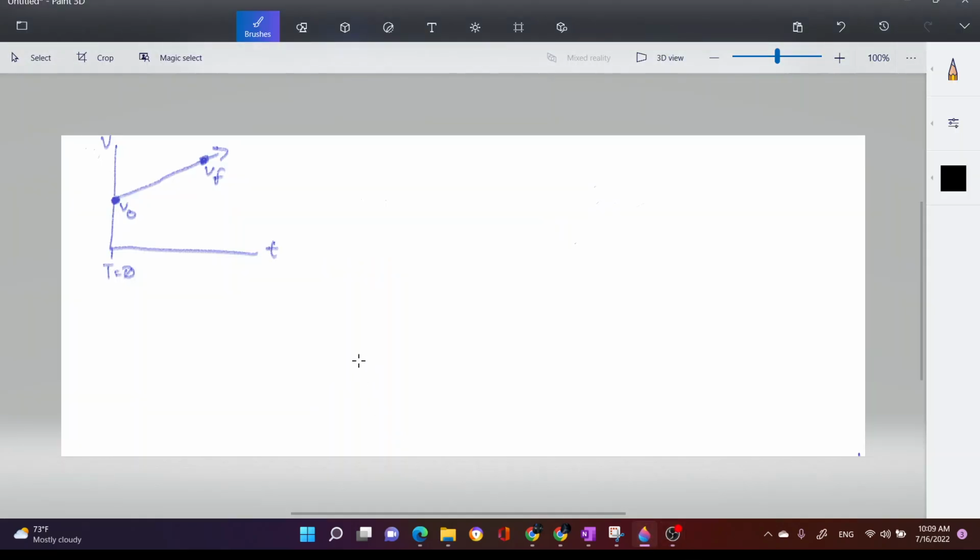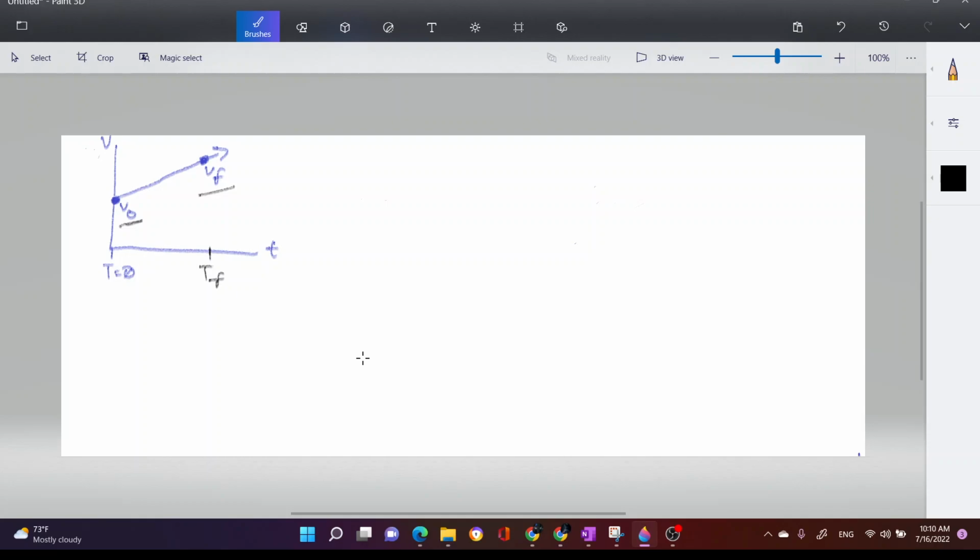Hello. Today we're gonna derive the kinematic equations using algebra and graphs. So to start off, we have a velocity time graph here with initial velocity here and final velocity here. And we just make time equal to 0 to make it easier. And then this right here would just be TF, or final time.